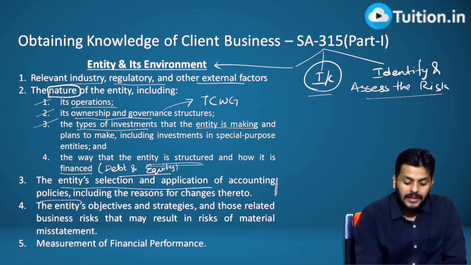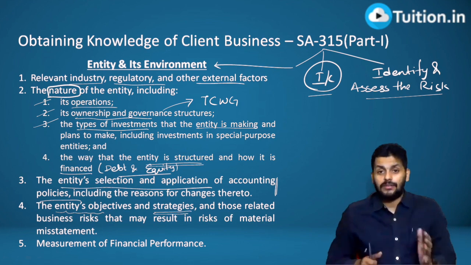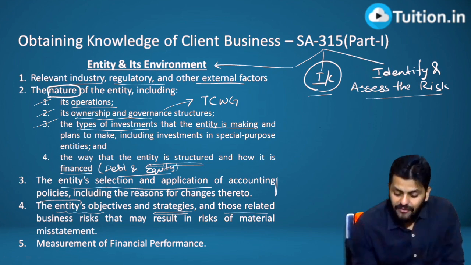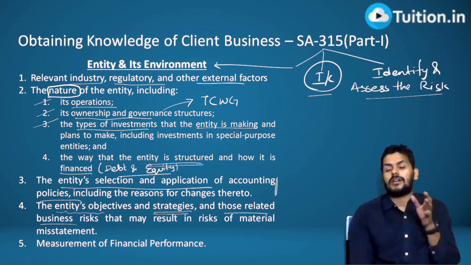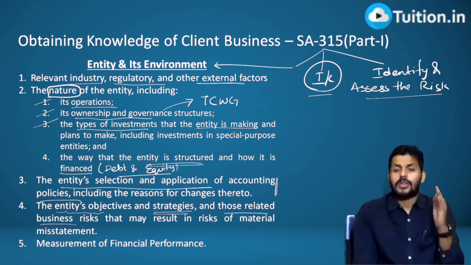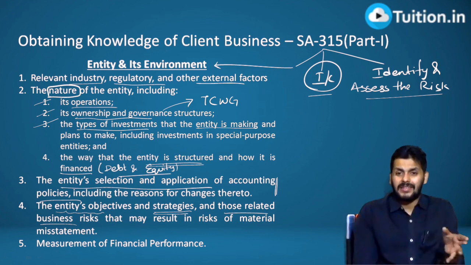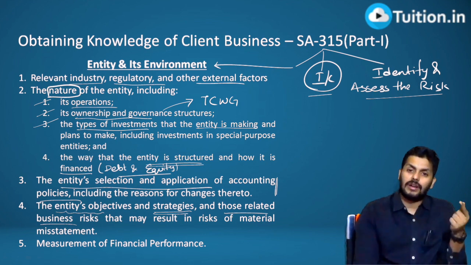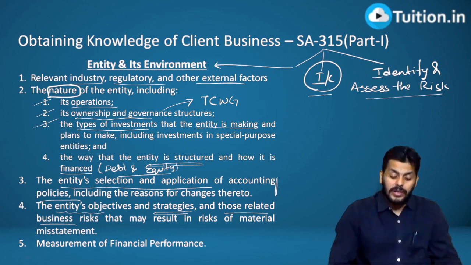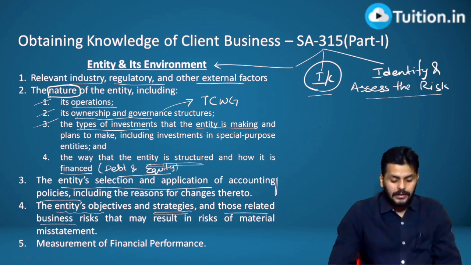Not only that, the entity's objectives and strategies, and those related business risks. Every entity will face a risk that they may not be able to achieve their objectives, and that is exactly what we count as the risk. So what is the objective and strategy of your client, and what are the hindrances in achieving those, like what associated business risks are there? That is also something that we need to understand.